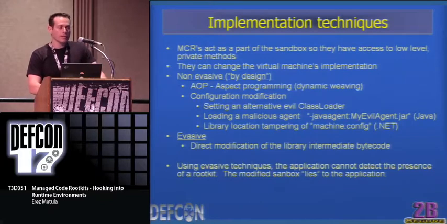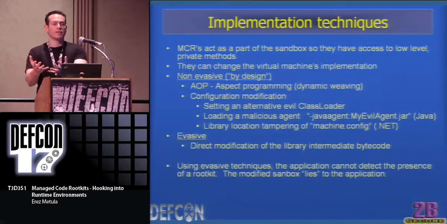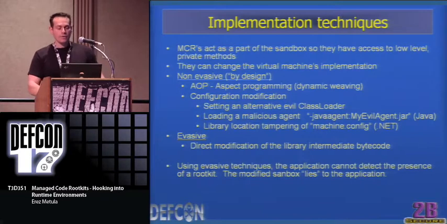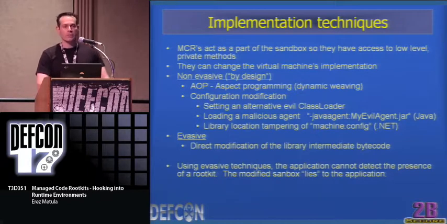And what we're going to discuss today are evasion techniques, in which we are talking about direct modification of the intermediate language code, so that the application will not know that something happened. Basically, the virtual machine lies to the application, right? So, when we're talking about Java techniques, Java rootkits, this is just an example of an evasion technique. There are many ways of performing the same thing.